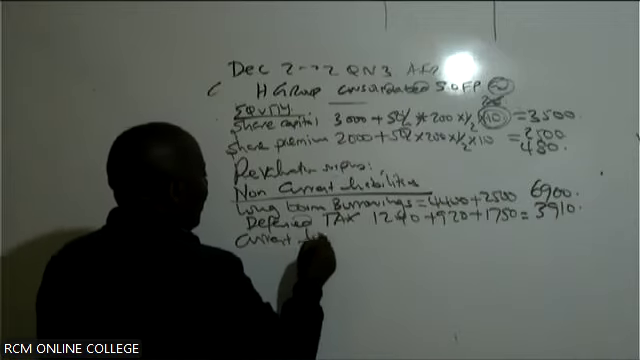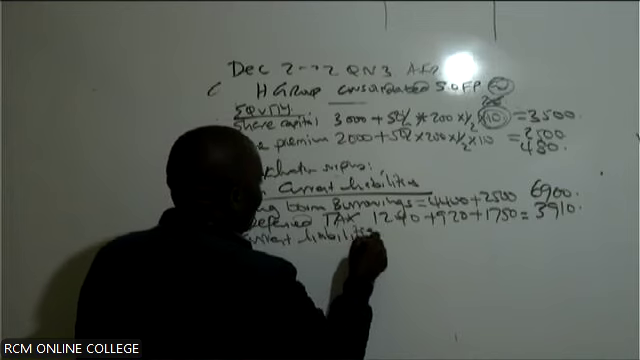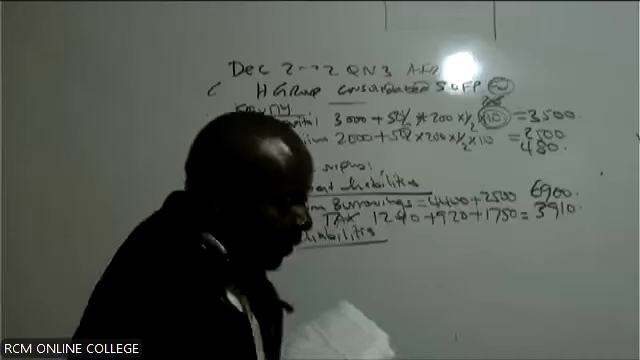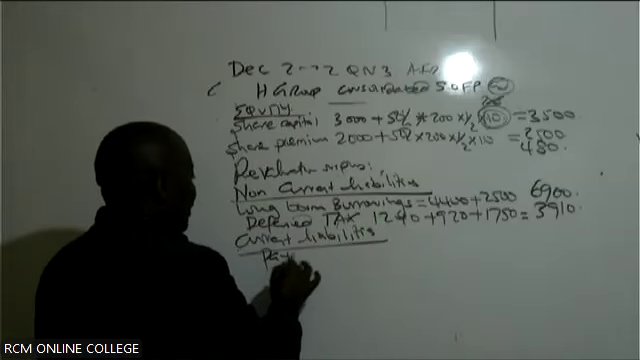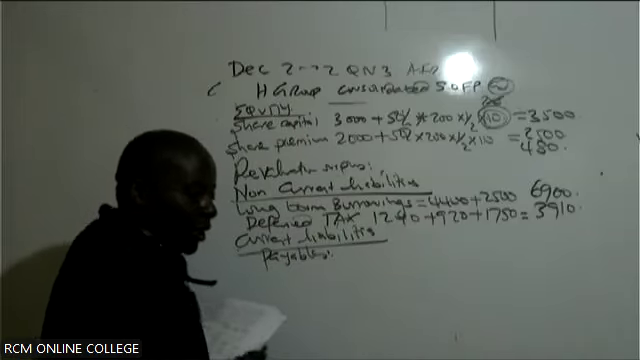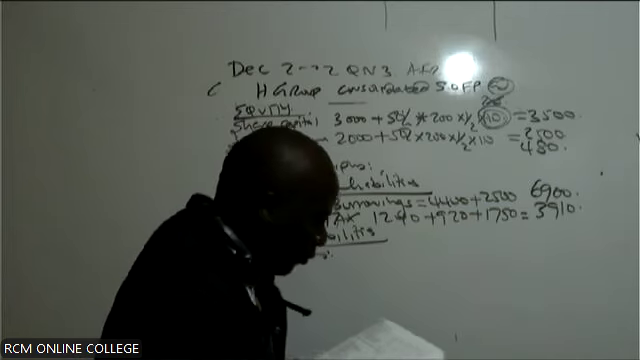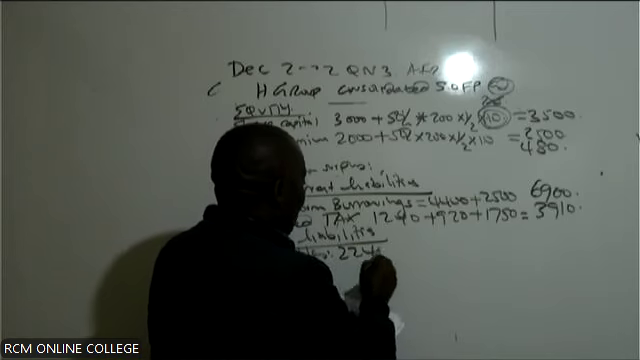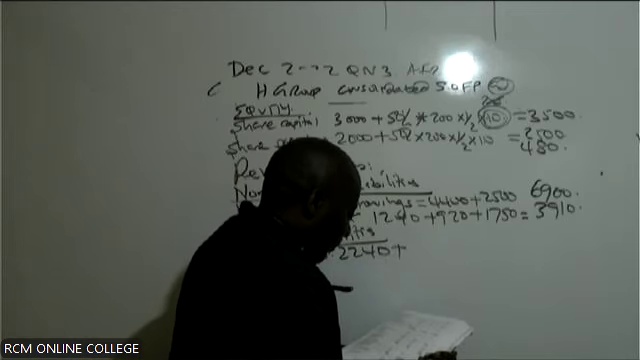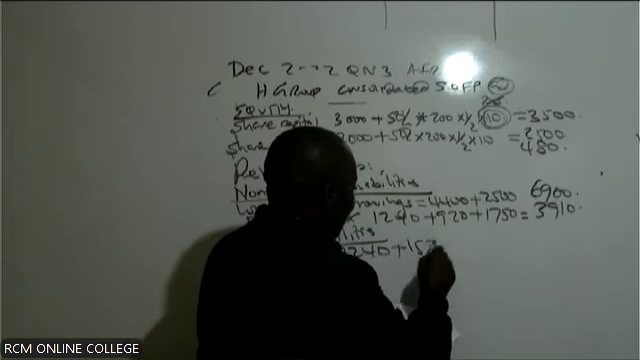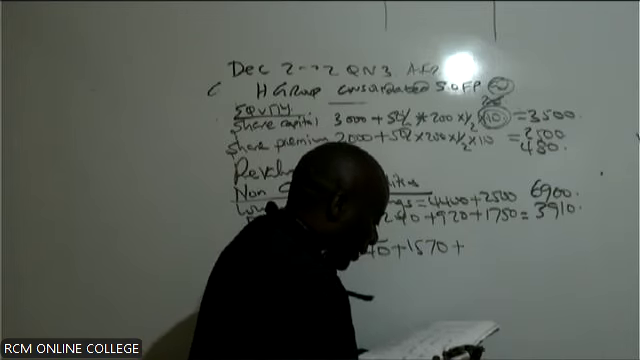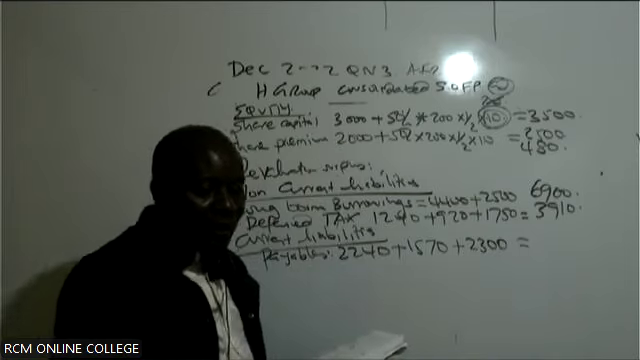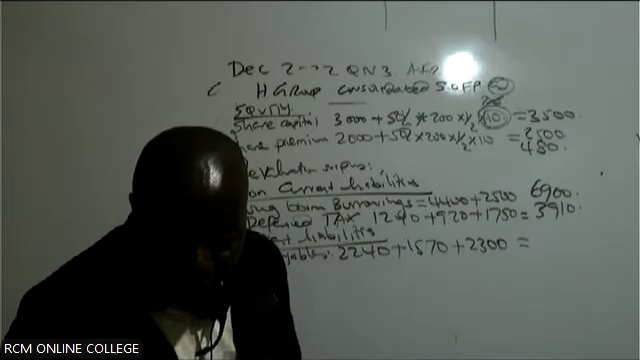So current liabilities. So we have here payables. Payables, we have 2,240. As I finish this, I can see we're now getting late to prepare. Myself, I have to prepare very fast. 1,570 plus 2,300. So these payables come to how much, ladies and gentlemen? The payables are 6,110, right?